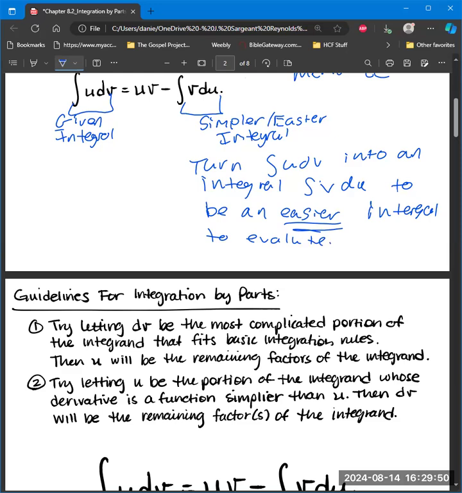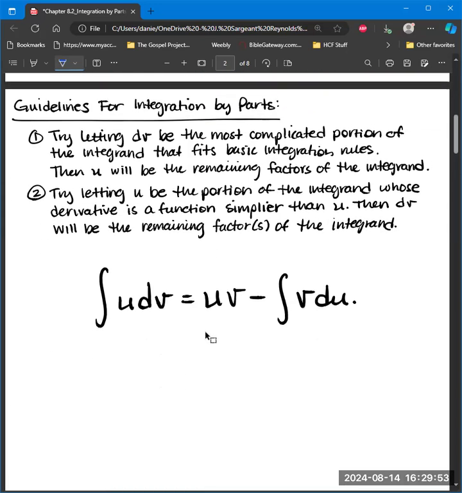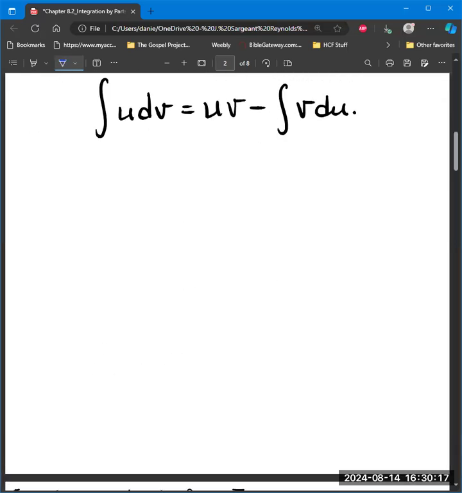So, guidelines for integration by parts: try letting dv be the most complicated portion of the integrand that fits basic integration rules, then u will be the remaining factors of the integrand. Or try letting u be the portion of the integrand whose derivative is a function simpler than u, and then let dv be the remaining factors of the integrand. So specifically here, I'm not sure that I'm going to scroll through and see if we say this here. If not, I'm going to say it right now.